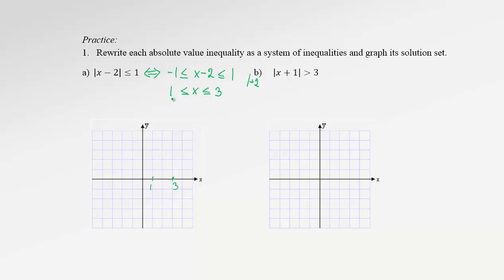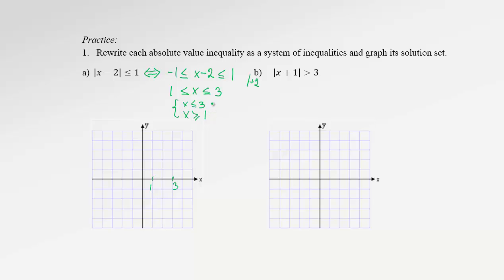How can we do that? We need to realize that this system of simultaneous inequalities is the same as two inequalities written with the connecting word and. First inequality is x is smaller or equal than 3, and also x is larger or equal than 1. So our original absolute value inequality is equivalent to this system of inequalities.